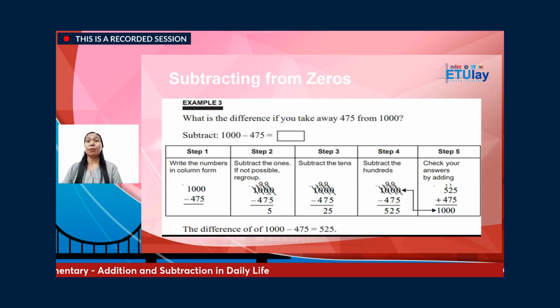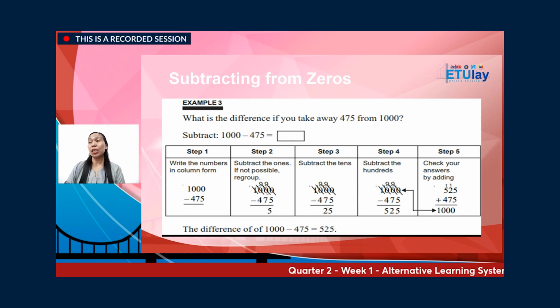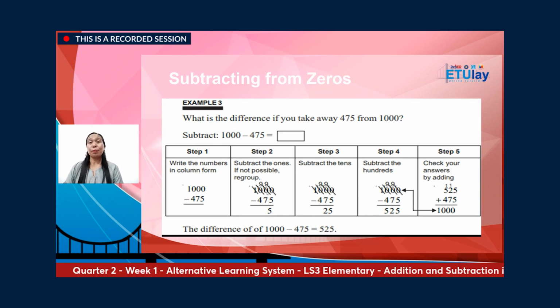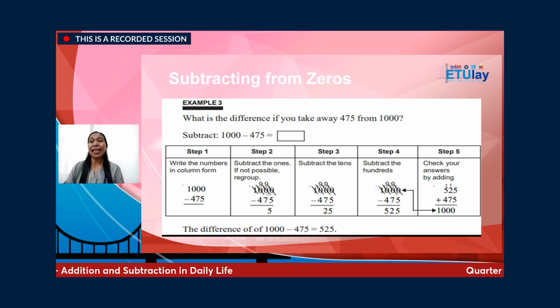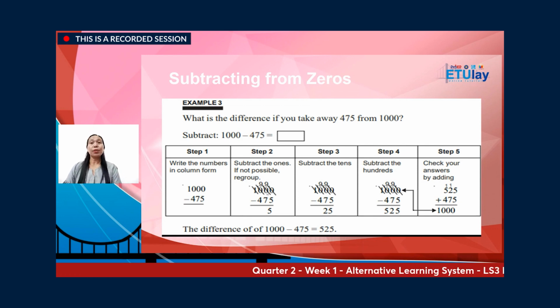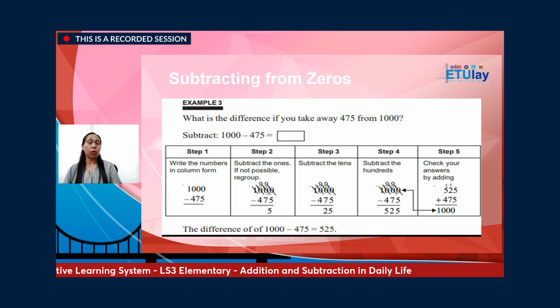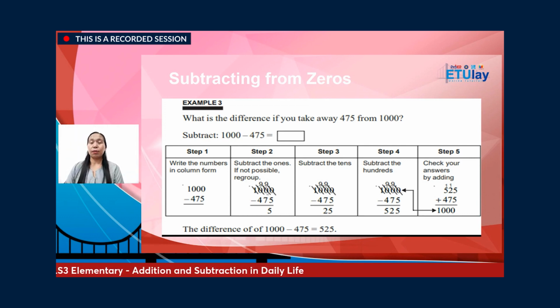If you're still confused on subtracting from zeros, we still have example number 3. What is the difference if you take away 475 from 1,000? Always take note of the words take away and from, which means we will subtract 1,000 by 475. Again, always remember to write the numbers in column form. 1,000 minus 475. We have 3 zeros. We cannot subtract 0 minus 5, 0 minus 7, and 0 minus 4.